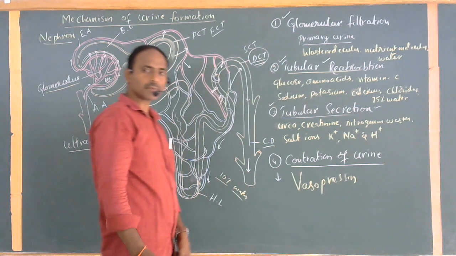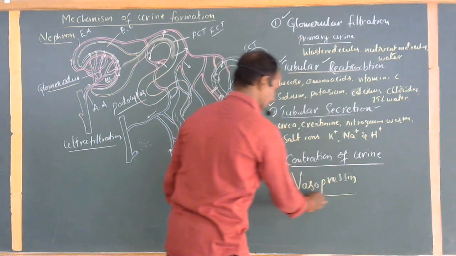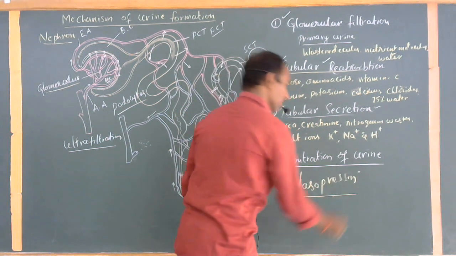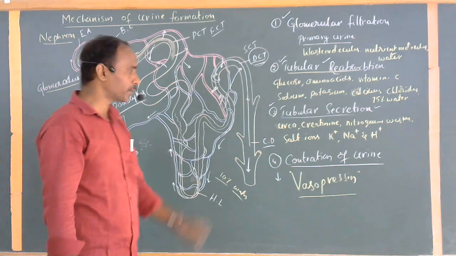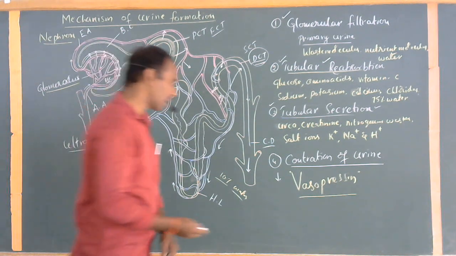Vasopressin. Do you know what is called vasopressin? Vasopressin is a kind of hormone which is secreted within the part of the DCT, which is also useful for the formation of urine, that is commonly called concentration of urine. Okay, urine concentration and also the pH of urine.